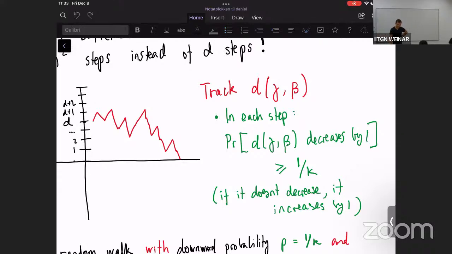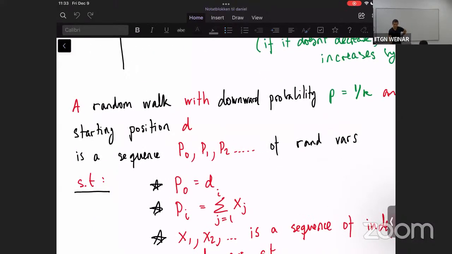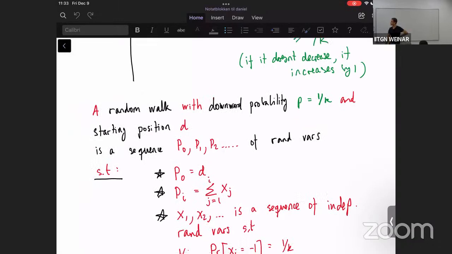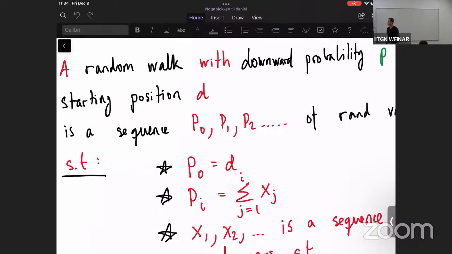Now we can compare this with a random walk with downward probability 1 over k. So what does this mean? Suppose a random walk with downward probability p, equal to 1 over k, and a starting position d. Today we're only going to be considering k greater than or equal to 3. So we're interested only in walks where the downward probability is 1 over k for k at least 3. This is just a sequence of random variables p0, p1, p2, and so on, which encodes the position at time 0, 1, 2, 3, 4, and so on. At every time step, you either move down with probability 1 over k, or up with probability 1 minus 1 over k.